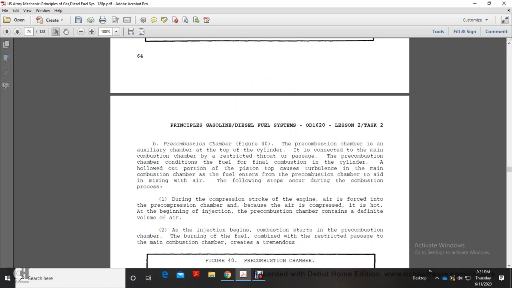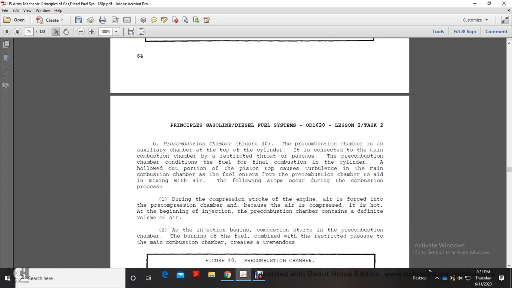Second, the pre-combustion chamber, figure 40. The pre-combustion chamber is an auxiliary chamber at the top of the cylinder, connected with the main combustion chamber by a restricted throat or passage. The pre-combustion chamber conditions the fuel before the final combustion in the cylinder. The cut-out portion of the piston top causes turbulence in the main combustion chamber. The fuel enters the pre-combustion chamber to aid mixing with the air.